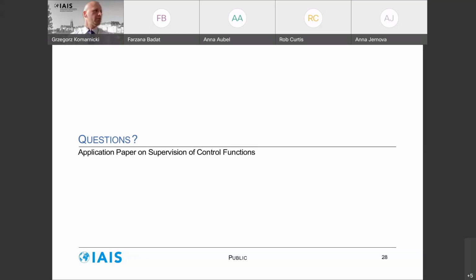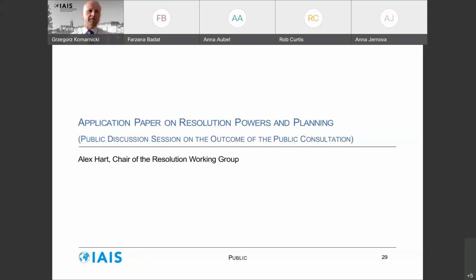And now we will move to the next part, which is the last part of today's event. This will be focused on the application paper on resolution powers and planning. This one will be presented by Alex Hart, chair of the resolution working group. So Alex, I will hand over to you now.